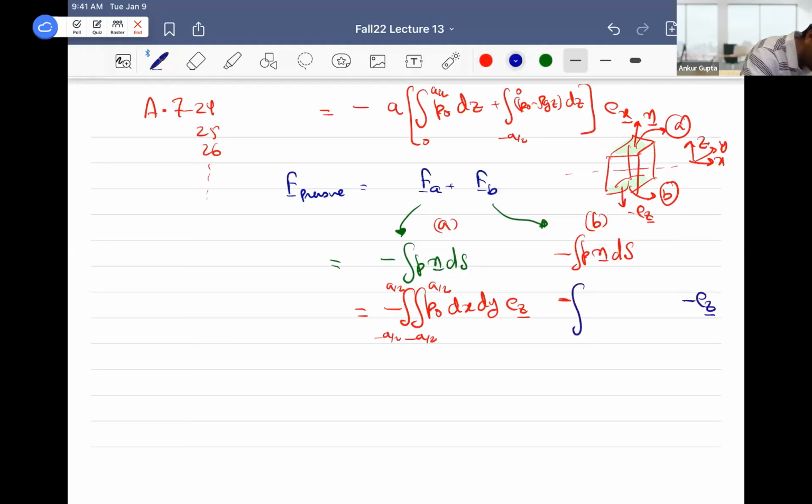And this is very important. What's my pressure? Somebody has to tell me, how can I find the pressure at the bottom of this? Good, I am hearing some whispers which are correct answers. So P naught minus rho g z. Remember that this is at z equal to minus a by 2.